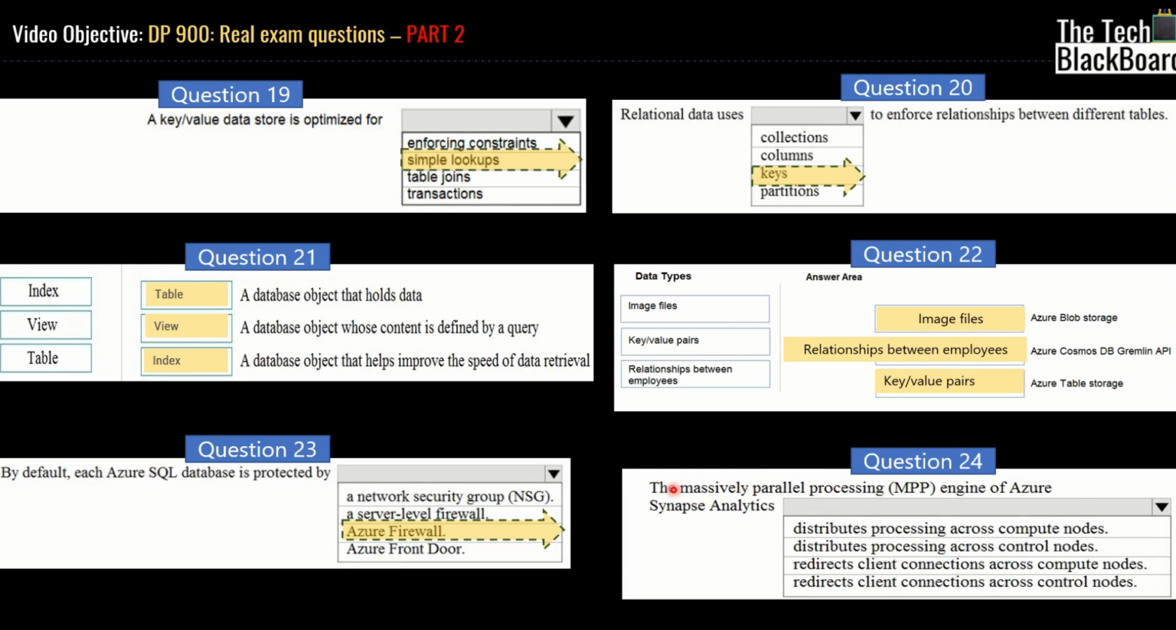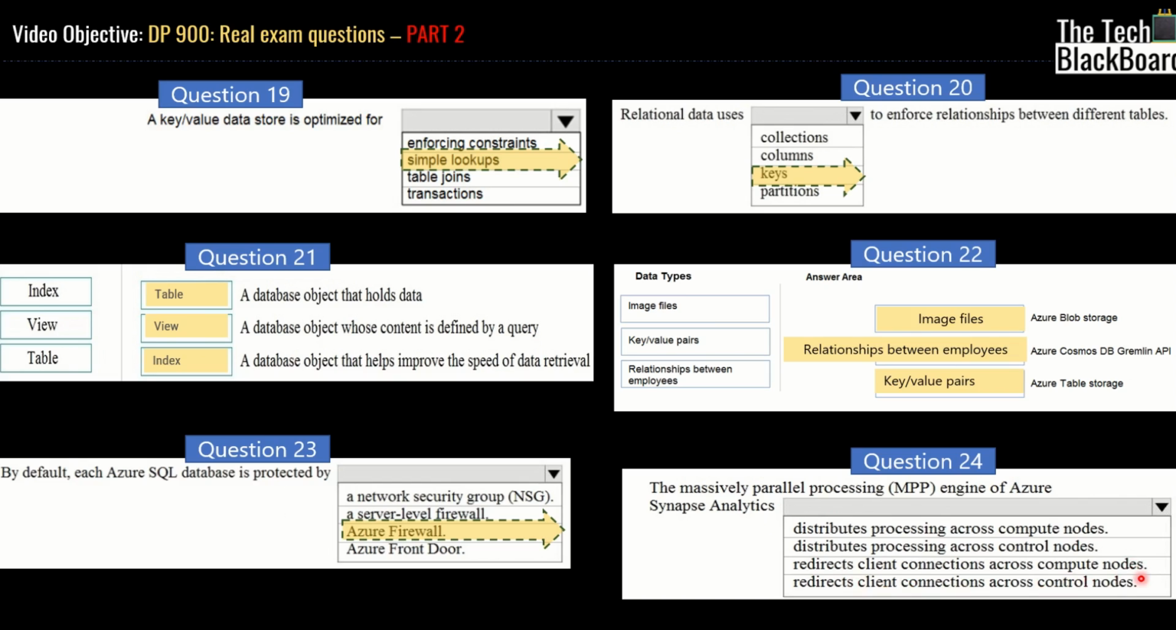The massively parallel processing MPP engine of Azure Synapse Analytics. How does it do the massive parallel processing? That's the crux of what the question wants to ask you. Does it distribute the processing across compute nodes, or distribute processing across control nodes, or redirect connection across compute nodes, or redirect client connection across control nodes?